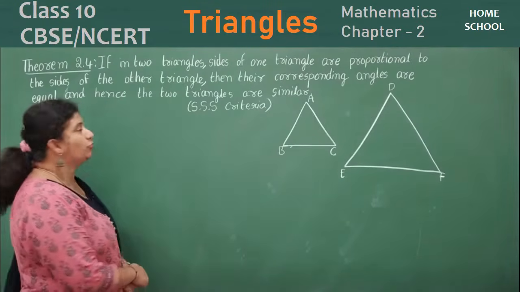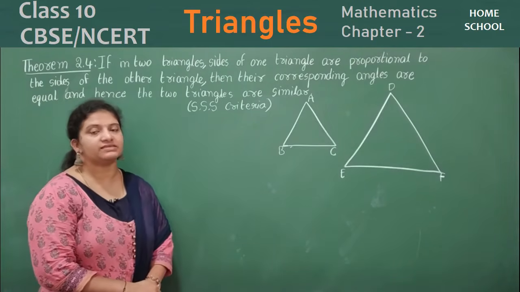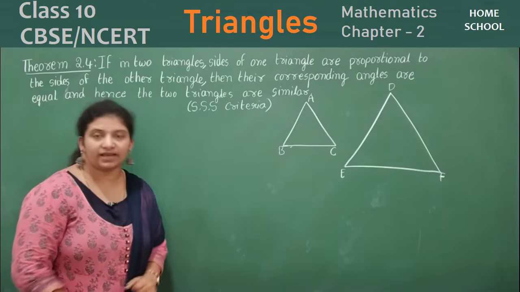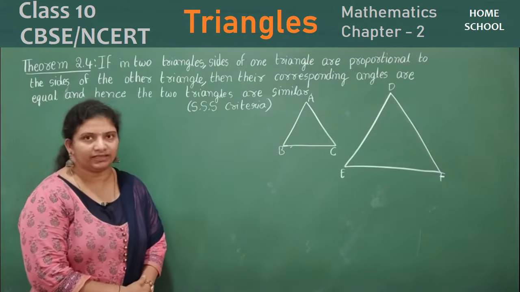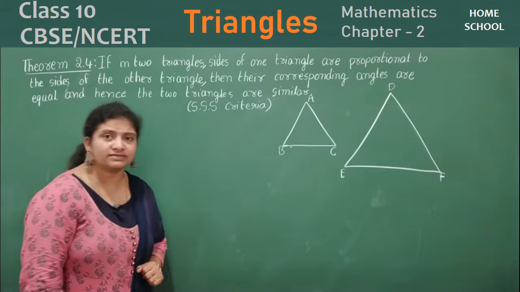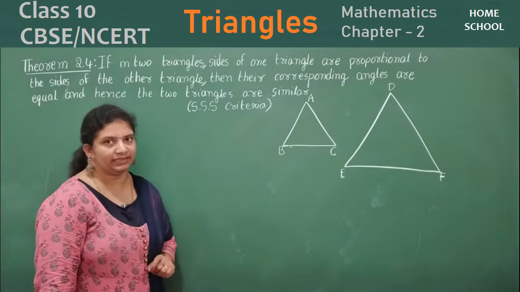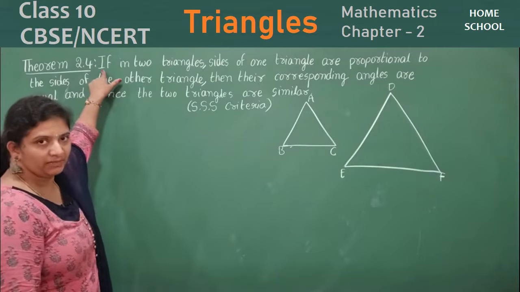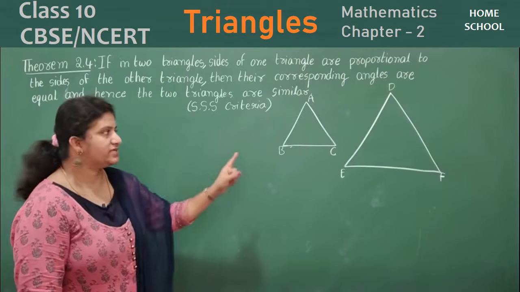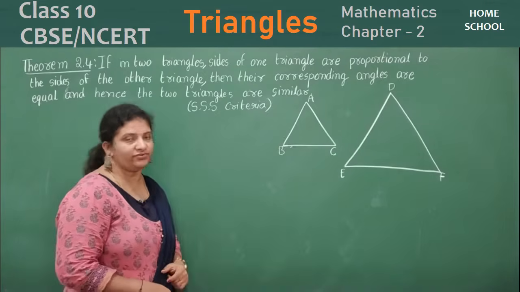It's your theorem 2.4. What is this theorem? It is the SSS similarity criteria. So what is the statement here, children? What do you mean by SSS here? Side similarity criteria. What is the statement here? If in two triangles, can you see the two triangles? Yes, triangle ABC and triangle DEF.